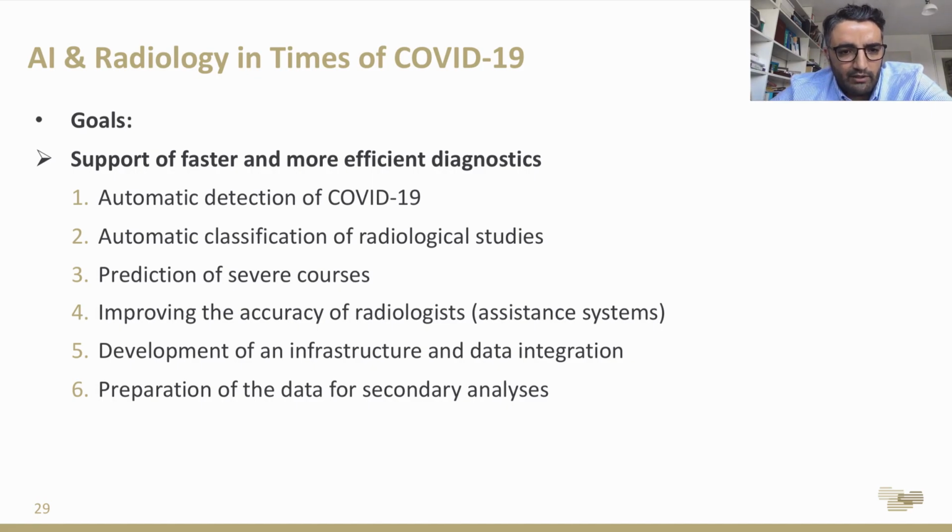I think AI can help with the prediction of severe courses or the outcome for the patients, and can improve the accuracy of radiologists, like an assistance system. There are some tools that can show us annotations, like look at this area, take a second look at this or that. I think it will help with the development of infrastructure for studies and data integration, and I think AI will play a big role in preparing the data for secondary analysis or for linking platforms, like linking a radiology platform with a virology platform, so more information can be prepared.